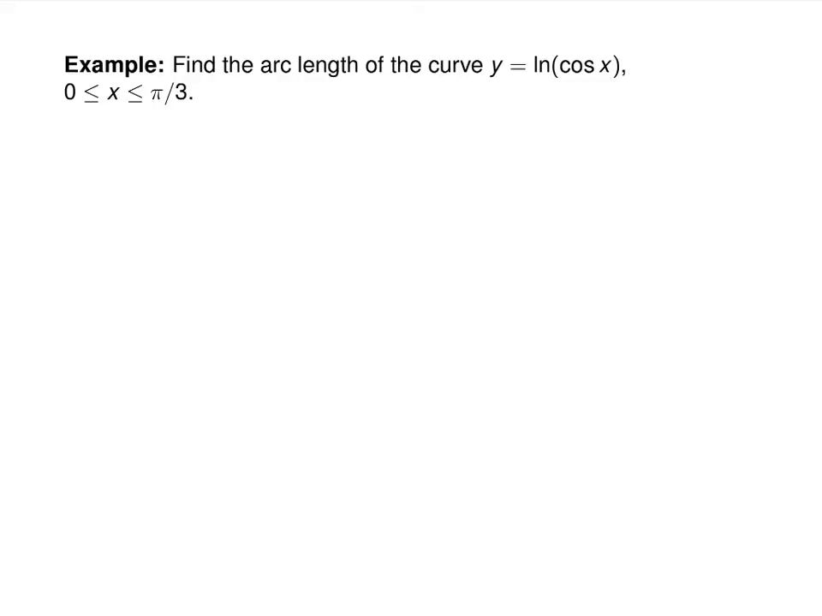Okay, how about the arc length of this strange curve? Y is natural log of cosine. Oh, well, you need to find y prime, right? So that's 1 over cosine times negative sine? Yep, 1 over cosine x times negative sine x, which simplifies to what trig function? Negative tangent. Negative tangent.